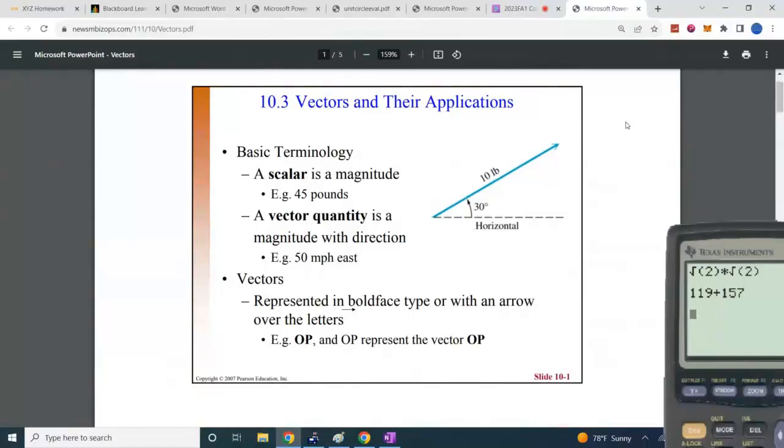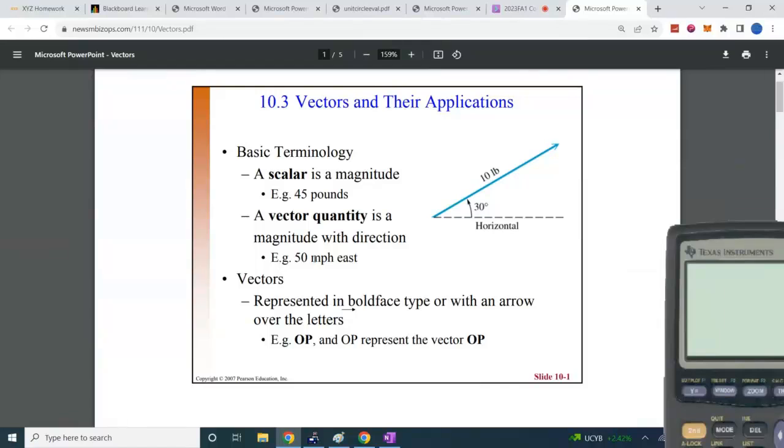And here's some basic terminology when you talk about vectors. A vector has to be represented by two dimensions: its magnitude and its direction. A scalar is a magnitude, for example, 45 pounds. A magnitude could also be miles per hour. A magnitude could be a weight, right? 45 pounds. So the vector has both a magnitude and a direction.